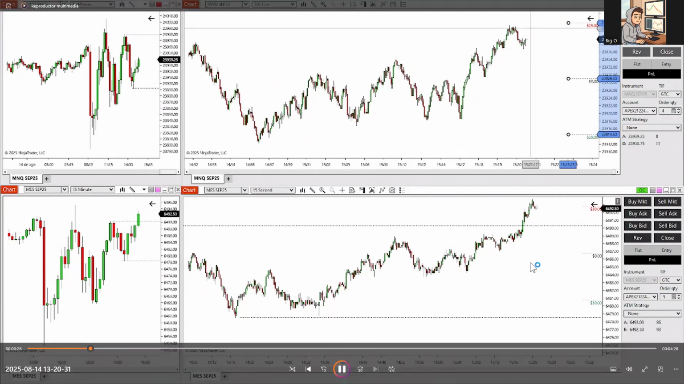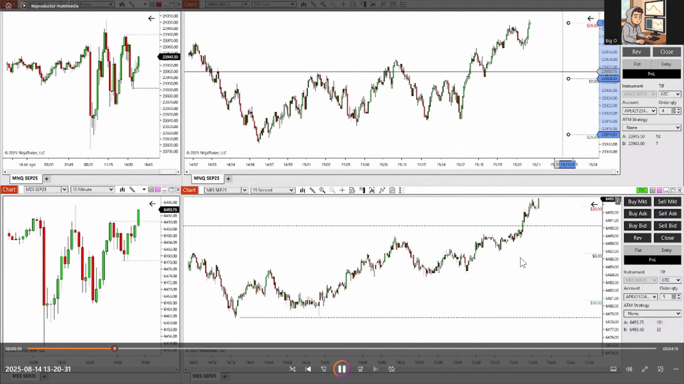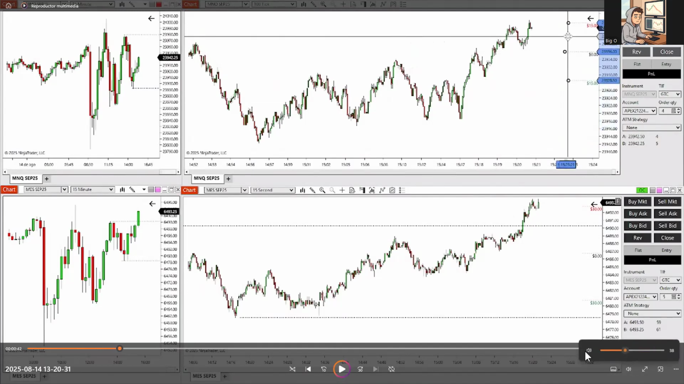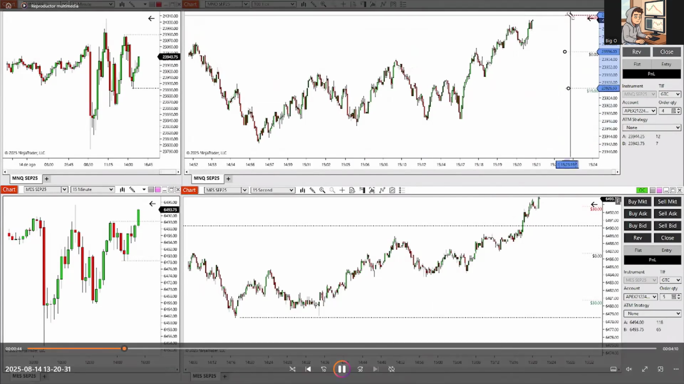Let's see. I don't really remember how I entered. Normally I enter this on a stop order. Let's see. All right. All right. I'm gonna fast forward this because I don't want to watch tick by tick. There we go. So stop order there.